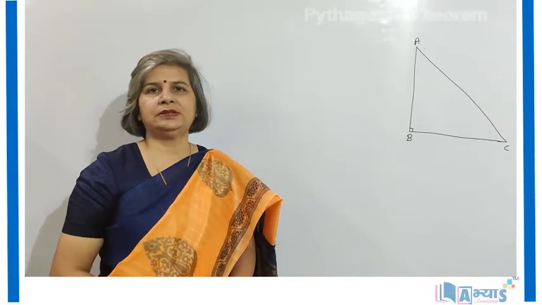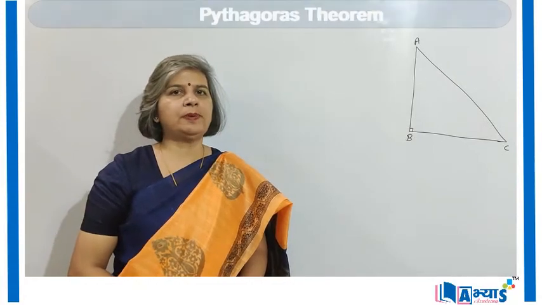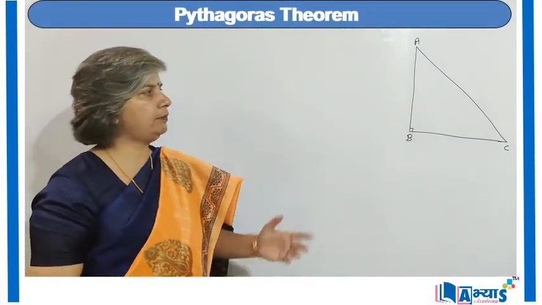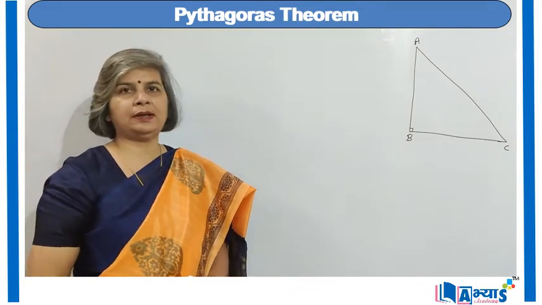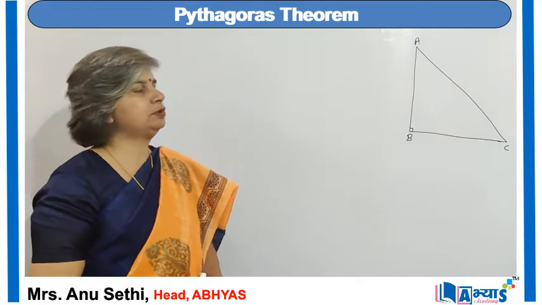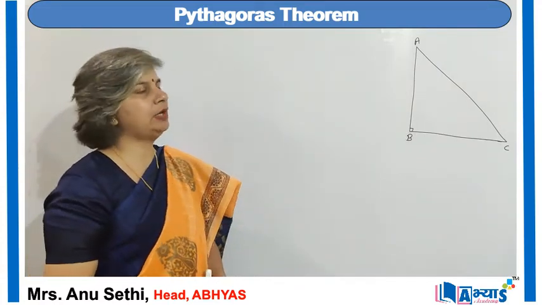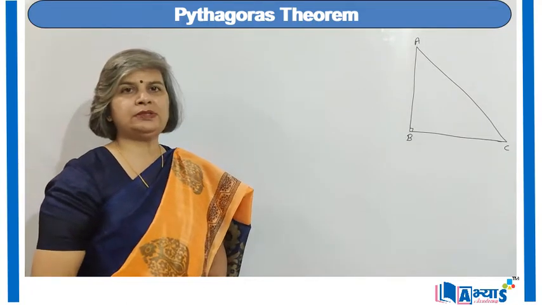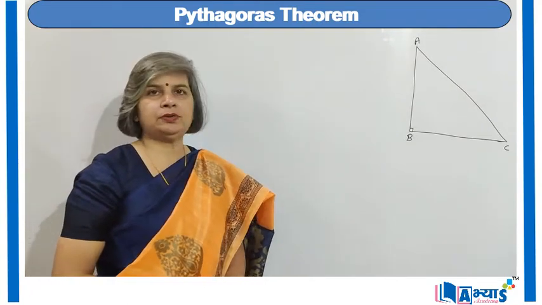Now let us discuss the concept of Pythagoras theorem. The Pythagoras theorem states that if we have a right angle triangle ABC, right angled at B, then the square of the hypotenuse, that means AC square, is equal to AB square plus BC square. So this is the Pythagoras theorem.